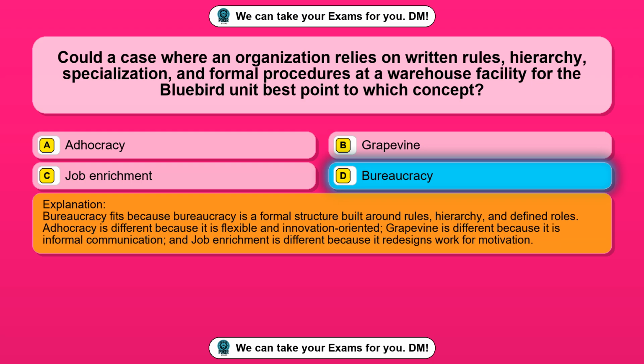Bureaucracy fits because bureaucracy is a formal structure built around rules, hierarchy, and defined roles. Adhocracy is different because it is flexible and innovation-oriented. Grapevine is different because it is informal communication, and job enrichment is different because it redesigns work for motivation.